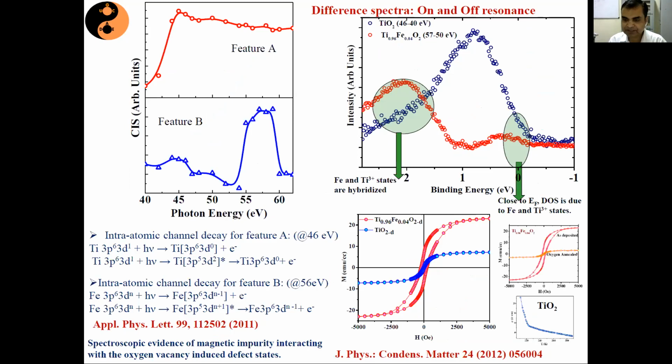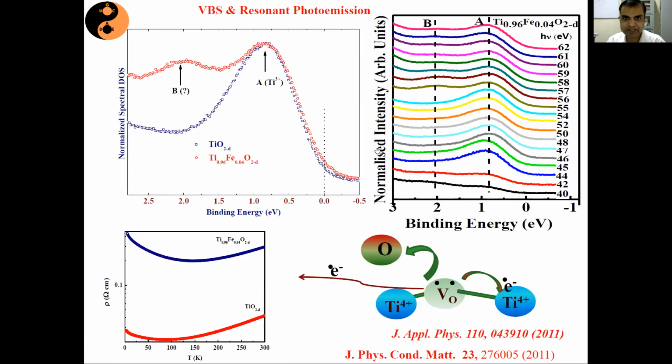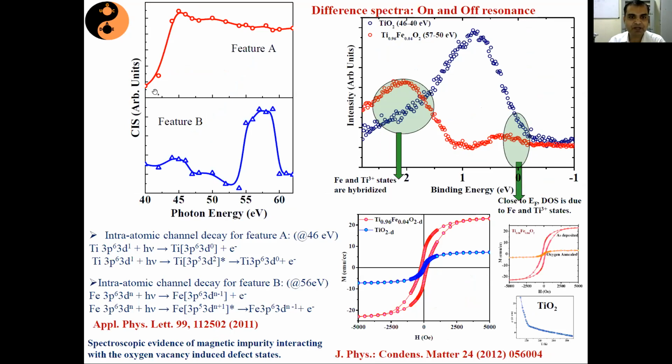Now to confirm that, in this valence band spectra we had this feature A and this feature B, and we do not know their origin, so we recorded this valence band spectra at different incident photon energies and plotted the intensity with respect to incident photon energy. Now you see, feature A shows maxima close to 46 electron volt, whereas feature B shows maxima close to 56 electron volt. And it so happens that the energy difference between titanium 3p to 3d is 46 for titanium 3 plus, whereas for iron the gap between 3p to 3d is 56 electron volt.